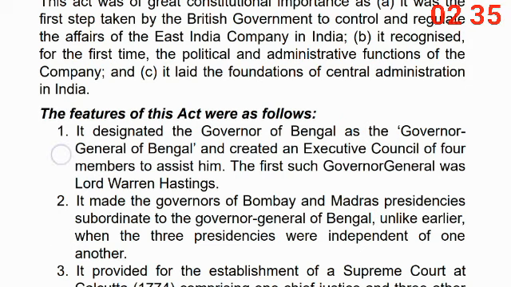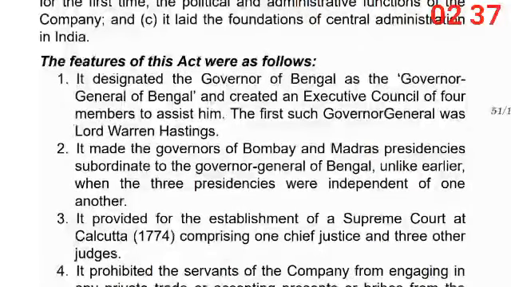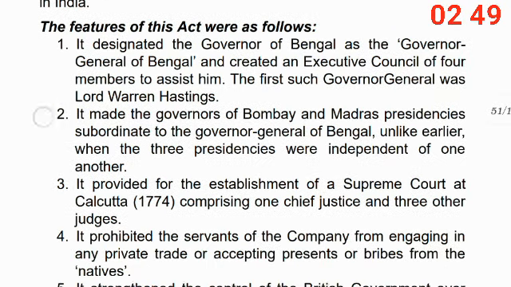It made the governors of Bombay and Madras presidencies subordinate to the Governor General of Bengal, unlike earlier when the 3 presidencies were independent of one another. It provided for the establishment of a Supreme Court at Calcutta in 1774, comprising 1 Chief Justice and 3 other judges.